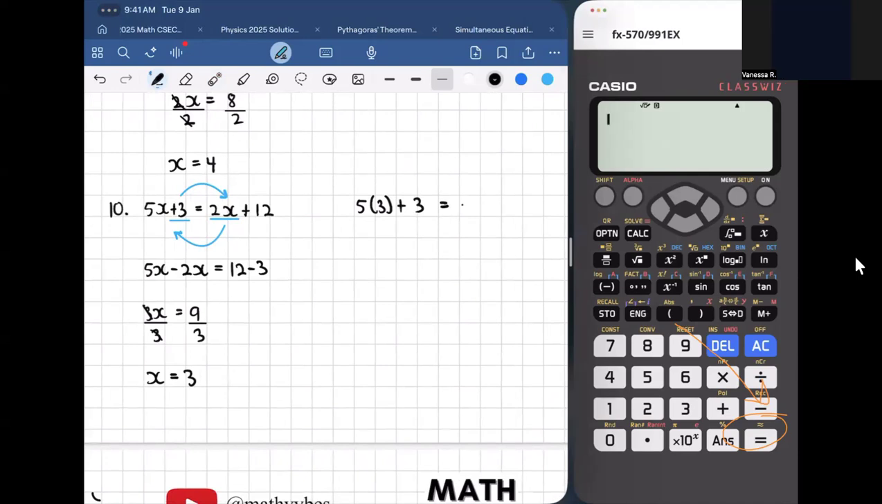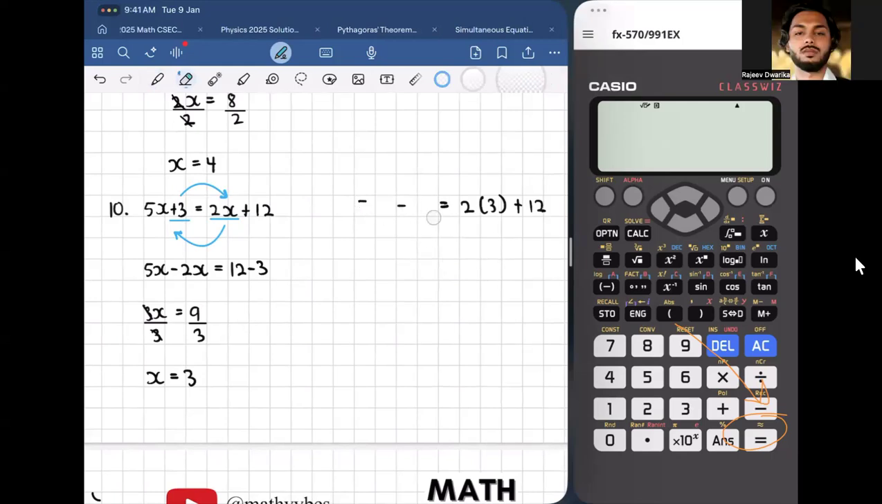18. Okay, yeah, that's 18, right? But that's supposed to be equal to 2x plus 12, so that would be 2 by 3 plus 12. Let's see if the left-hand side will be equal to the right-hand side. 5 by 3 is 15, 15 plus 3 is 18. I want you to work out the right-hand side for me and see if it's the same thing. So is x equal to 3 satisfying the equation? Yes, it is. If you don't get the left-hand side equal to the right-hand side, you're doing something wrong.